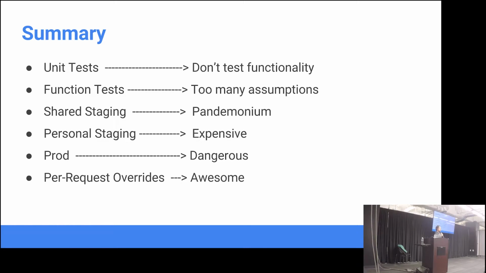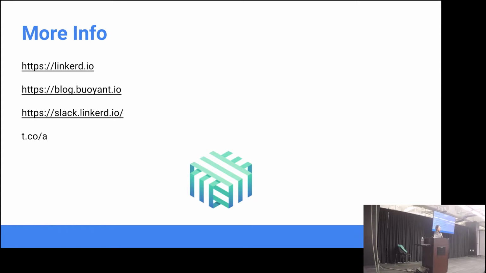And so per request overrides kind of give you the benefit of testing in prod, but without the danger, at the expense of having to have a way to do it. So you need either linkerd to dynamically shift the traffic like this, or some other way of dynamically selecting which service you want to talk to at each hop in the architecture.